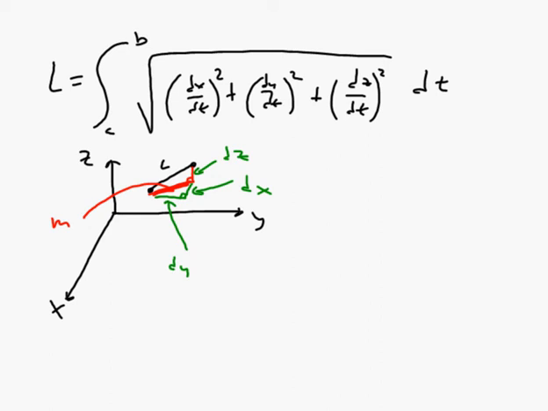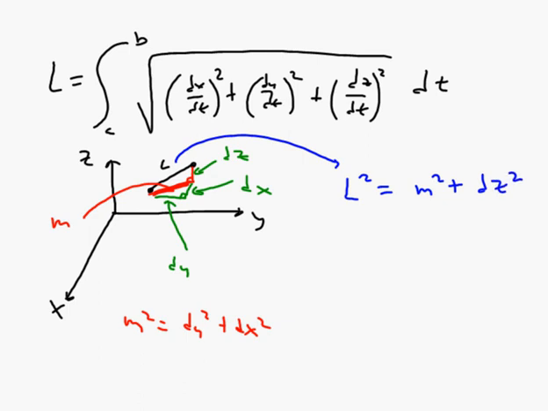So what do I know? I know that m squared equals dy squared plus dx squared by the Pythagorean theorem. And then I also know from this triangle that L squared equals m squared plus dz squared. And this should remind you of the derivation of length in the 3D world. Sub this in. So you get L squared equals dy squared plus dx squared plus dz squared. You take the square root of both sides, you multiply through by dt over dt, and you'll get exactly this integral.